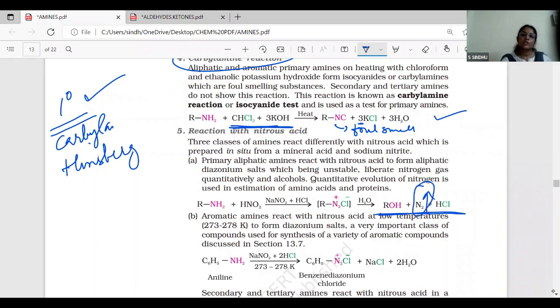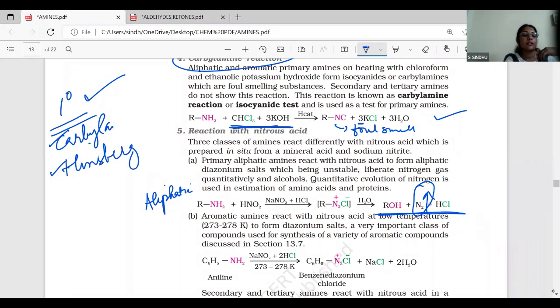Evolution of bubbles of nitrogen, is it not? So aliphatic amine, we can also try this. Aromatic, we cannot go because for aromatic amines, the diazonium halide is stable. So we cannot go for that. So for primary aliphatic amines, we can go for carbylamine, we can go for Hinsberg, we can go for nitrous acid test.